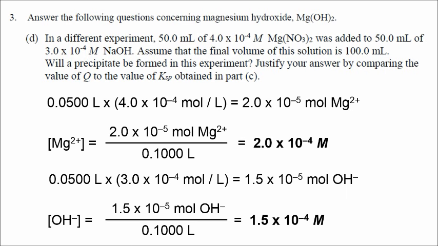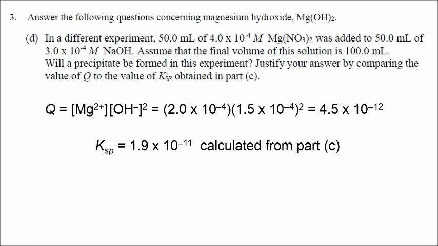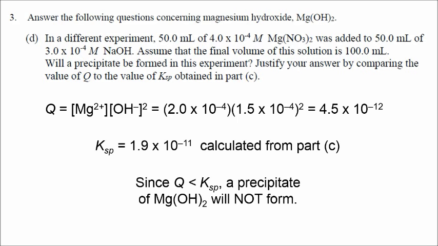Let's take these numbers and plug them into the Ksp expression. This is our Q. When we do this math, we get 4.5 times 10 to the negative 12. Now, is this higher or lower than the calculated value of Ksp? Well, it is lower. So since Q is less than Ksp, a precipitate of magnesium hydroxide will not form.